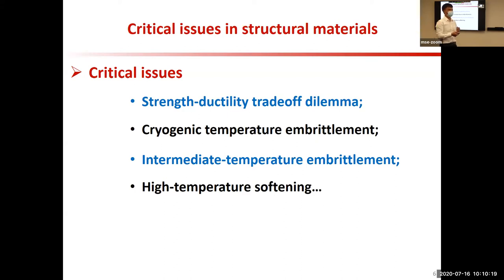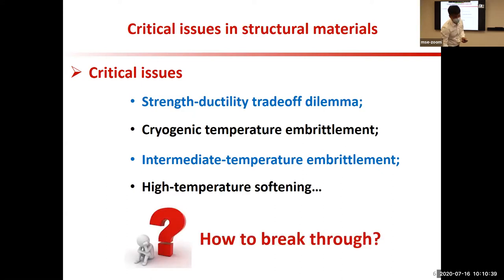and also some problems like the intermediate temperature embrittlement at about 700 or 800 degrees C, and the problem like high temperature softening. And also there are some other different kinds of problems in this field. For material science, actually, the key point is how to make a big breakthrough, how to find the solutions to overcome these problems, and what is the reason underlying these problems.